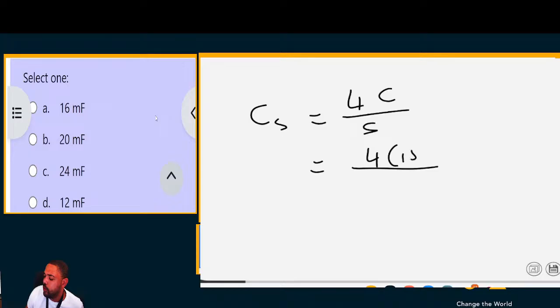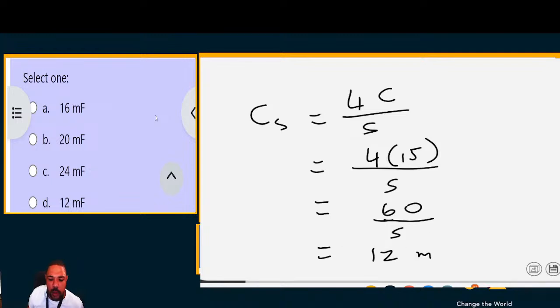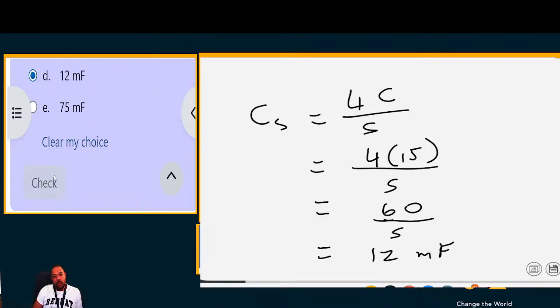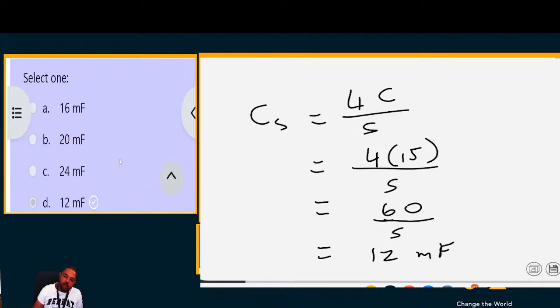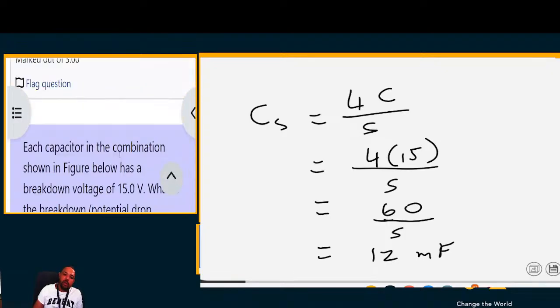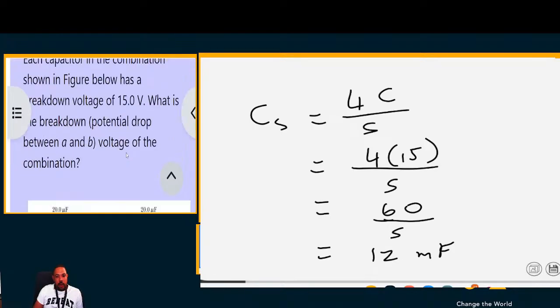4 times 15 divided by 5. There it is. 4 times 15. That is 60 divided by 5. And 60 divided by 5 is 12 microfarads. So yes, I did include it. I was just checking now, did I include this one? That's why I did it that way. It's 12 microfarad. Final question of today.